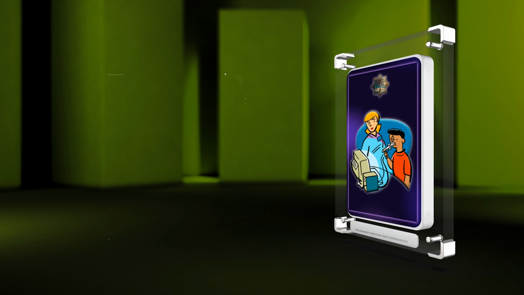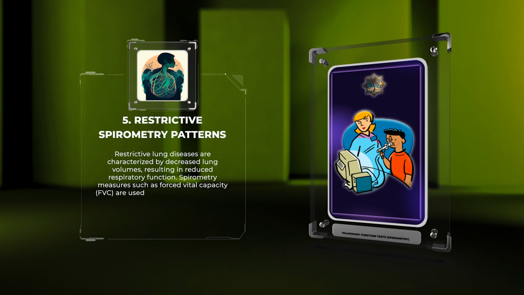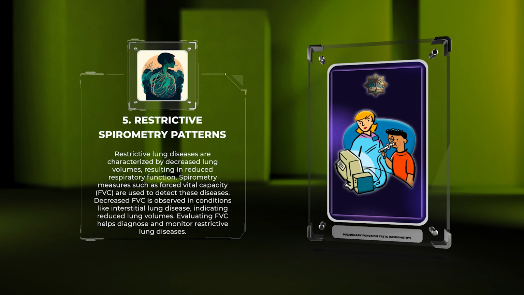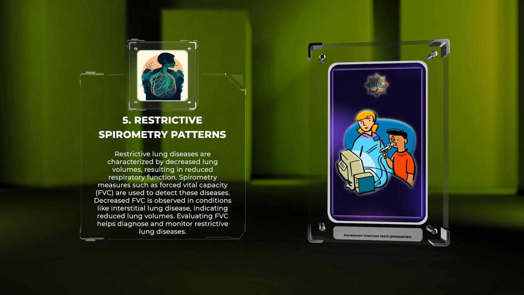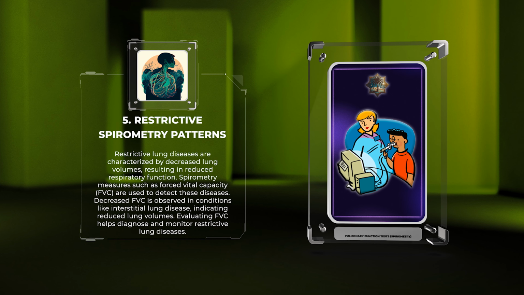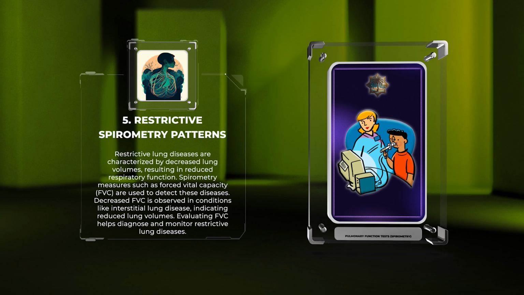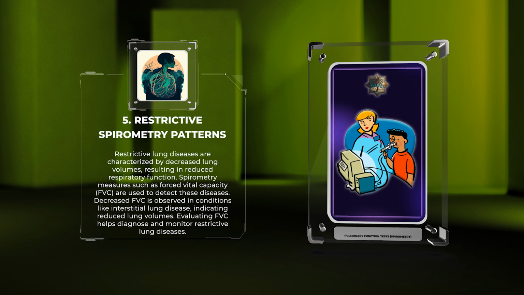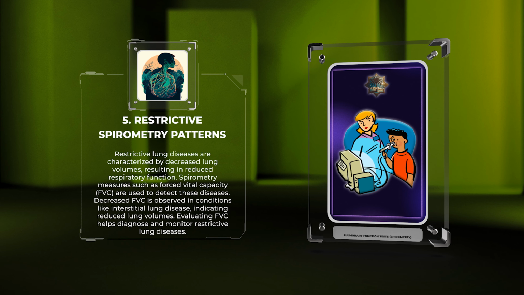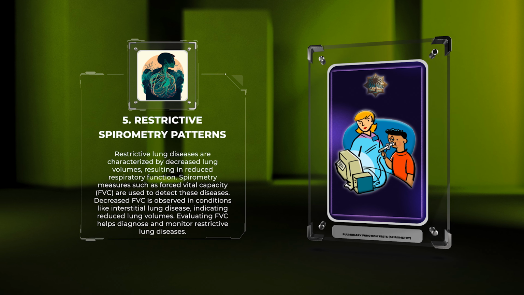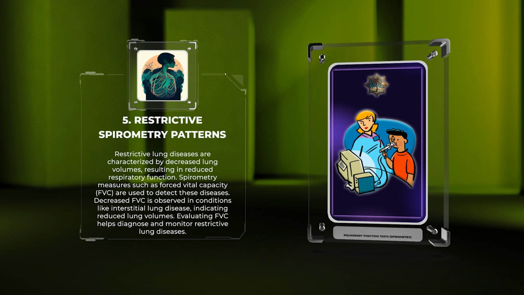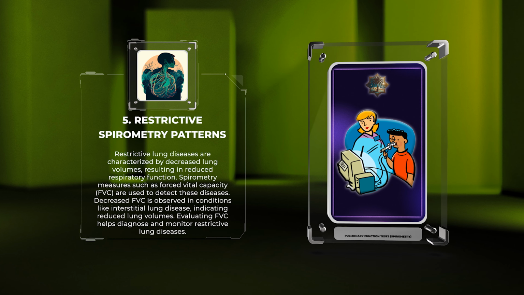Restrictive lung diseases are characterized by decreased lung volumes, resulting in reduced respiratory function. Spirometry measures such as forced vital capacity, FVC, are used to detect these diseases. Decreased FVC is observed in conditions like interstitial lung disease, indicating reduced lung volumes. Evaluating FVC helps diagnose and monitor restrictive lung diseases.